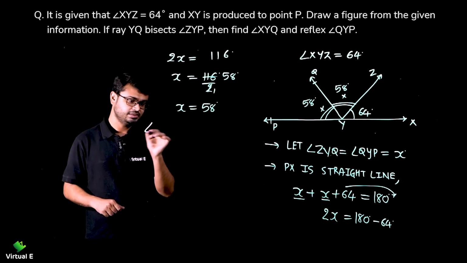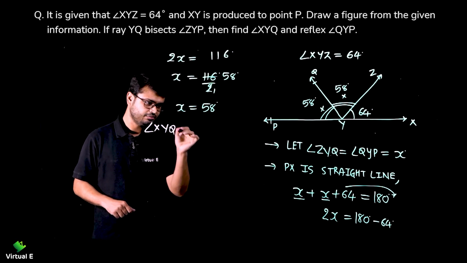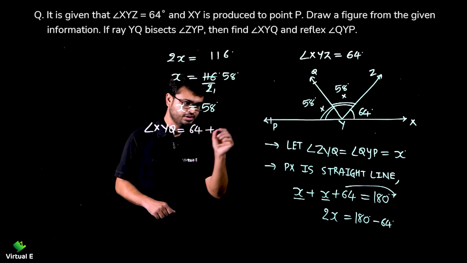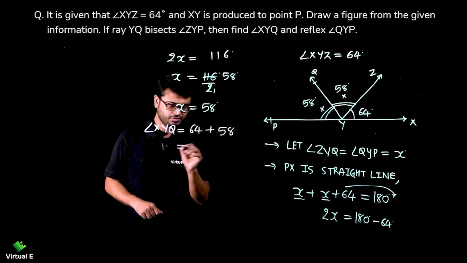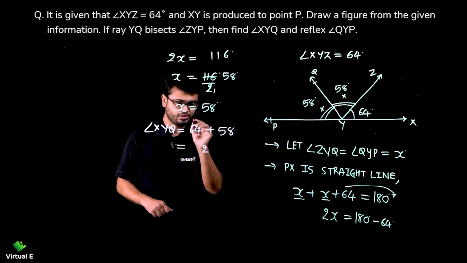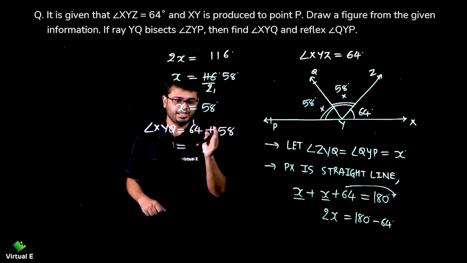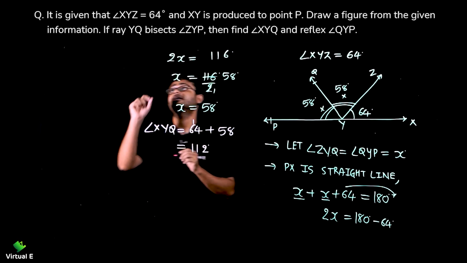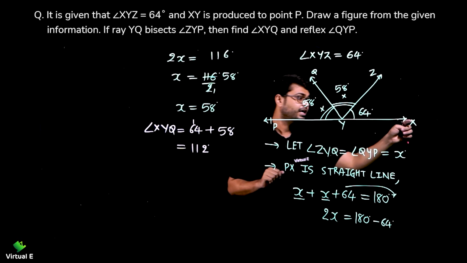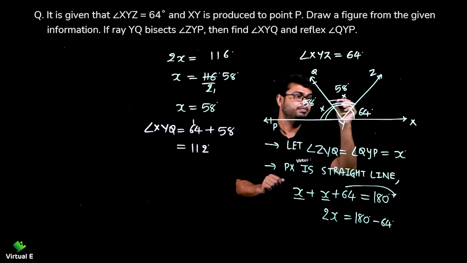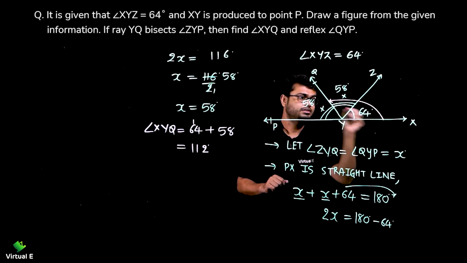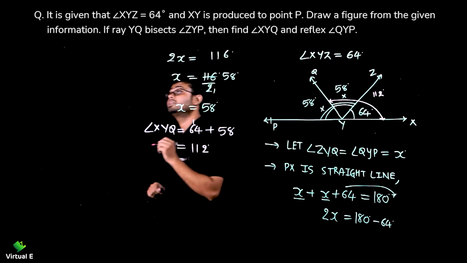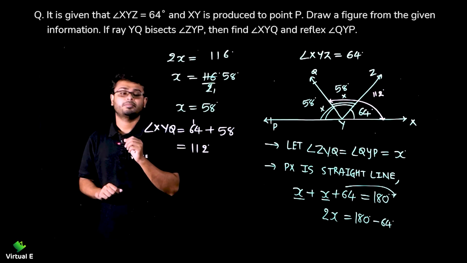So angle XYQ is equal to what? Let's write 64 plus 58. So 4 and 8, that's 12, carry over 1, right? 6 and 5, 11 plus 1, 12. So 122 degrees. Done. Angle XYQ. We need to find XYQ. This complete angle we need to find it, right? That is what? 122 degrees. Now the next is reflex QYP.